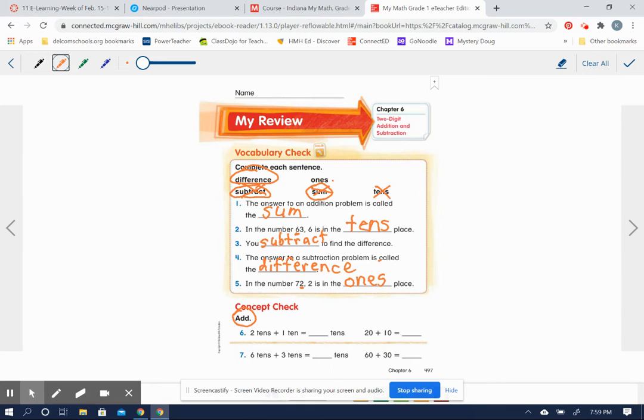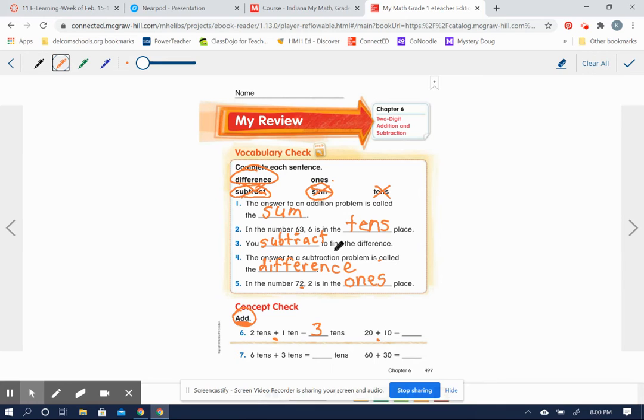Now down here at the bottom, we are going to add. With this particular test, sometimes we're going to add, sometimes we're going to subtract. This one says we are going to add. Here's your addition sign, plus. 2 tens plus 1 ten equals how many tens? Do you know what 2 plus 1 is? It is 3, isn't it? 2 tens plus 1 ten equals 3 tens.